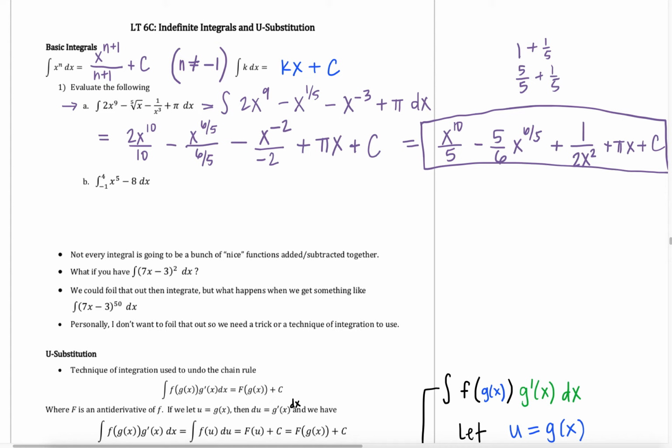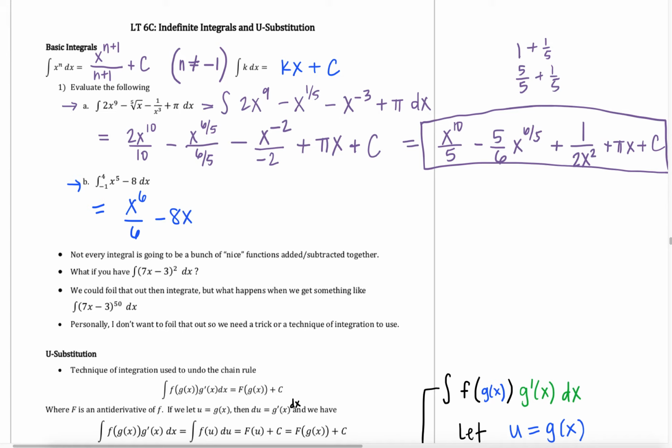Let's do the same thing with example B. Here we have the integral from -1 to 4 of x to the 5th minus 8 dx. Why don't you pause the video here and do this one as a review and pay attention to the fact that we do have bounds this time. For this integral, I'm still going to integrate it using our power rule and our constant rule. So x to the 5th, the antiderivative of that is x to the 6 over 6, minus the antiderivative of 8 would give us 8x.